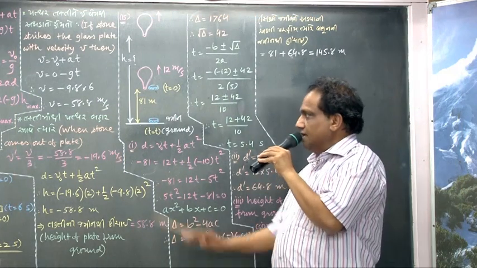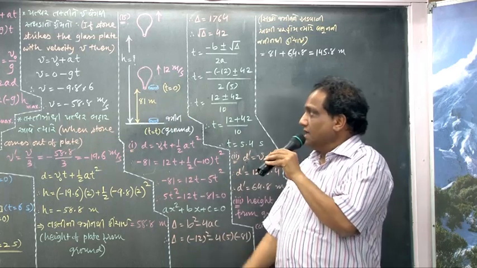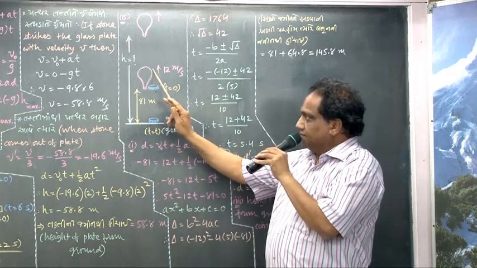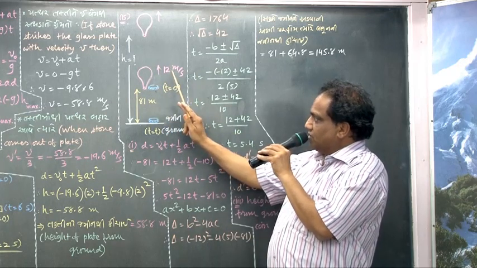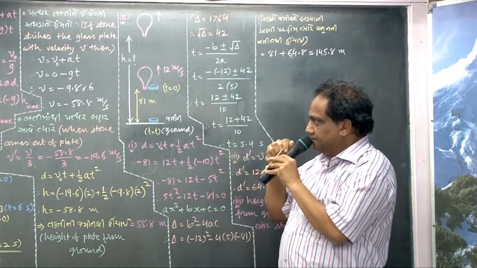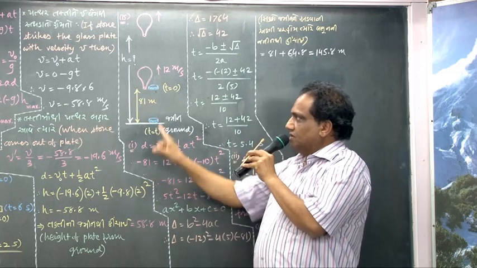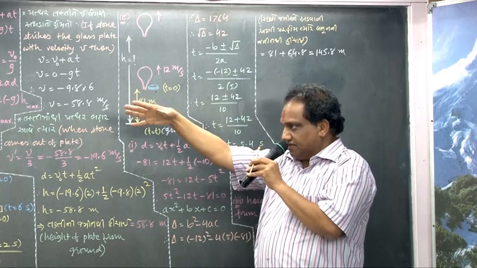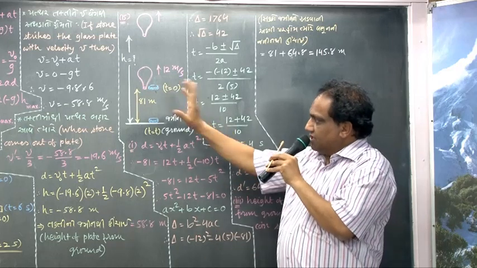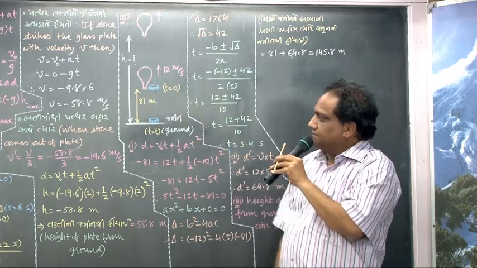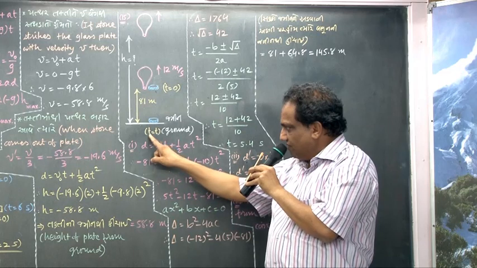Look, take interest. One question I will ask. We are given one balloon which is rising vertically upwards with a constant velocity of 12 meter per second. When the balloon is at height 81 meter from the ground, one coin is released from the balloon. Say the coin is released at time t equal to 0, suppose. It strikes the ground at the end of t time.